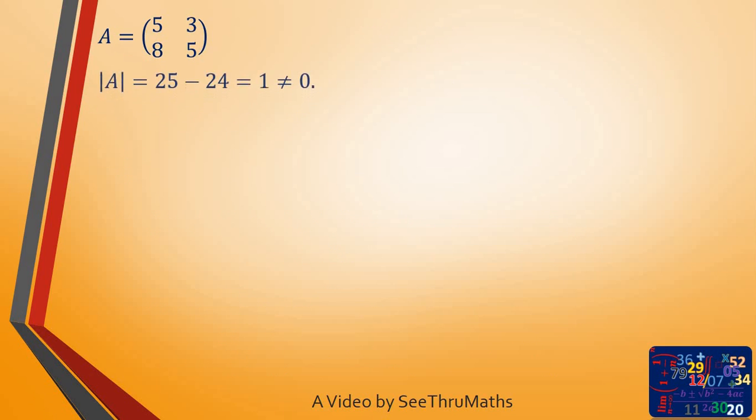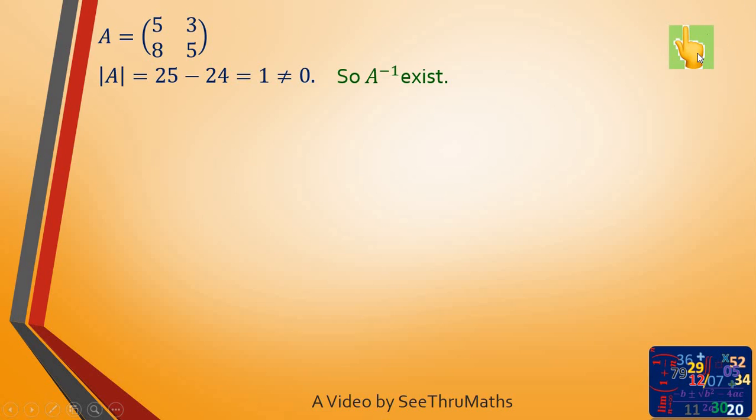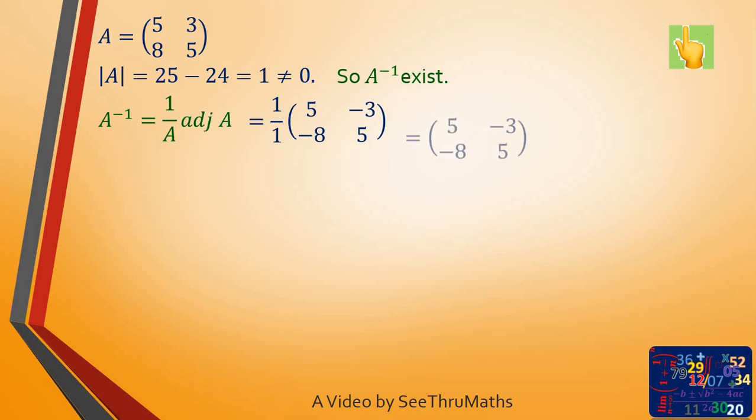A is the given matrix. Find determinant of A, and here it is 1. So A inverse exists. How to find A inverse? The link is already given. So A inverse is equal to 5, minus 3, minus 8, 5. Since already we know how to find A inverse, I am not going to explain that one here.